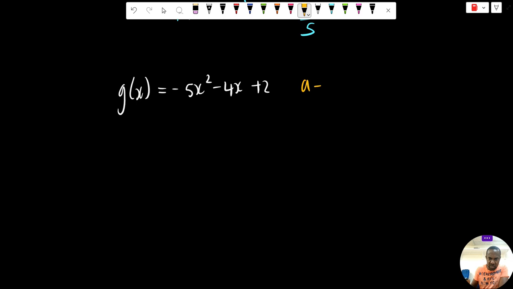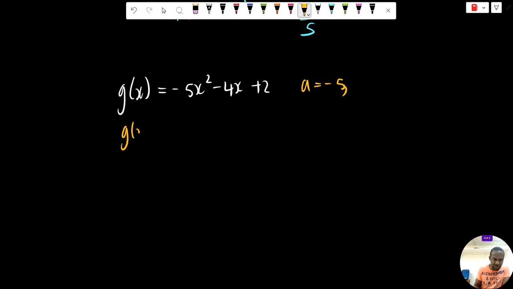So once again, we see that a is equal to negative 5. And therefore, before we can proceed to completing the square, we must do some factoring. We must factor out the minus 5. We can do one of two things, however. We can factor the minus 5 out of the entire quadratic, or, as I like to do, I prefer to factor it out of just the first two terms, right?